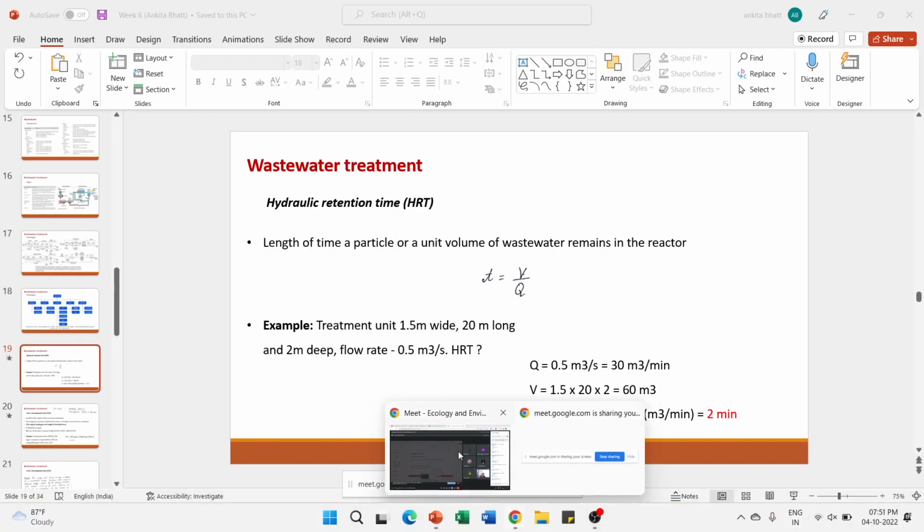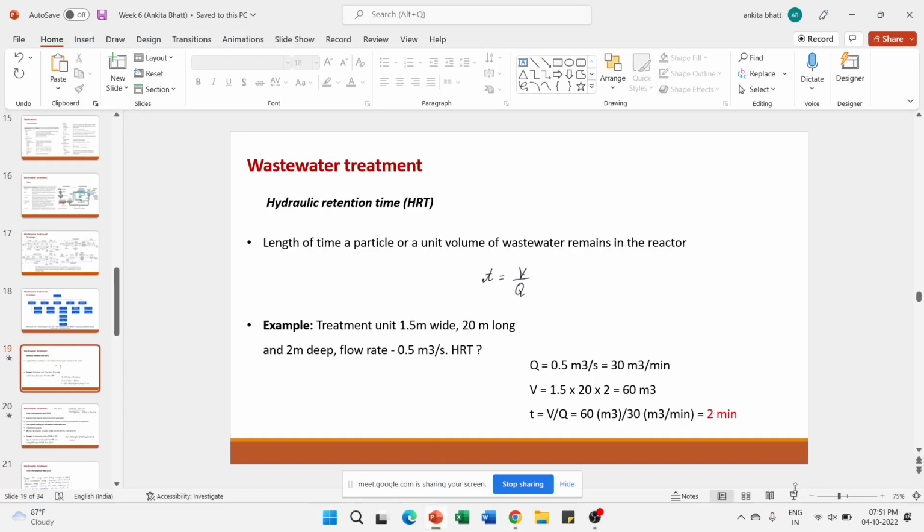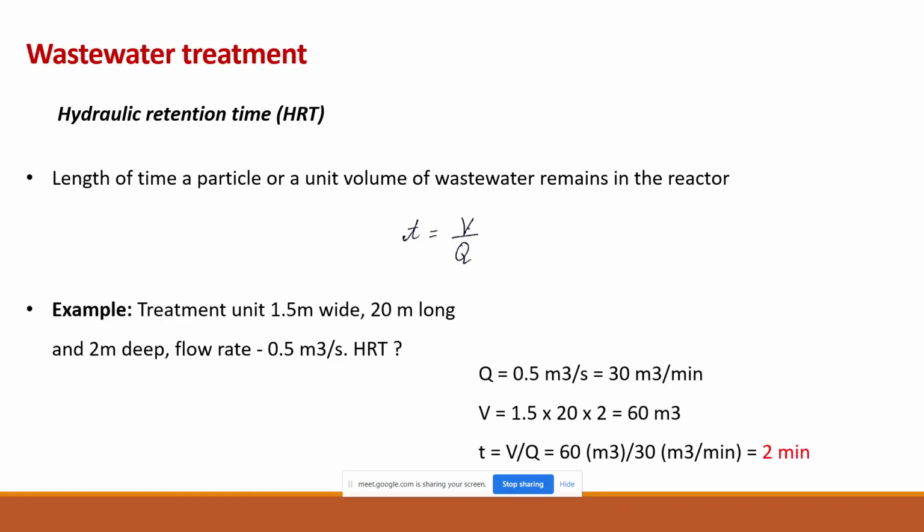Let us see if anybody has answered. Okay, so still nobody is answering. Fine, we'll discuss it. See, the flow rate is provided as 0.5 meter cube per second, and the volume of the reactor is, you have all the dimensions, so you can just simply multiply the length, width and depth, and you'll get the volume, which is 60 meter cube.